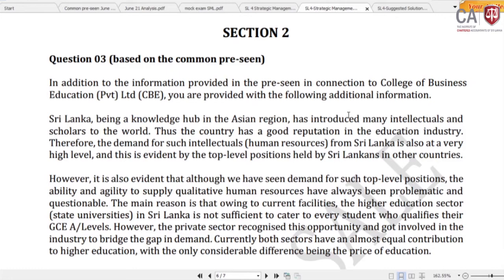Sri Lanka, being a knowledge hub in the Asian region, has introduced many intellectuals and scholars to the world. Thus, the country has a good reputation in the education industry. Therefore, the demand for such intellectuals from Sri Lanka is also at a very high level. This is evident by the top level positions held by Sri Lankans in other countries.